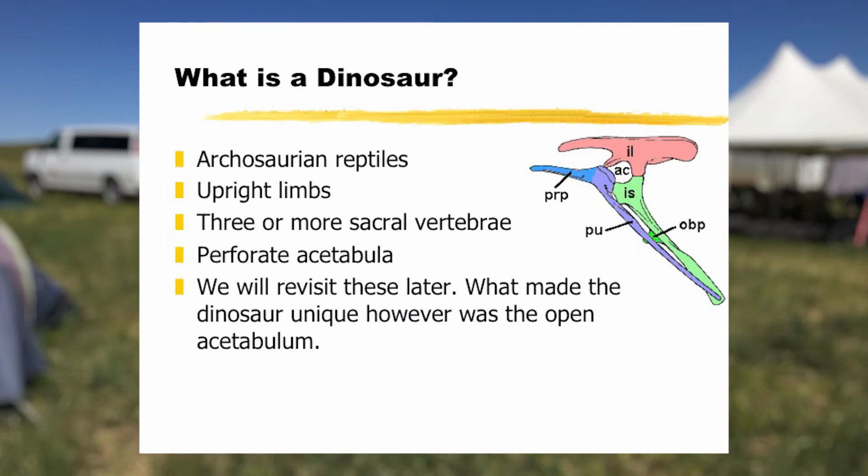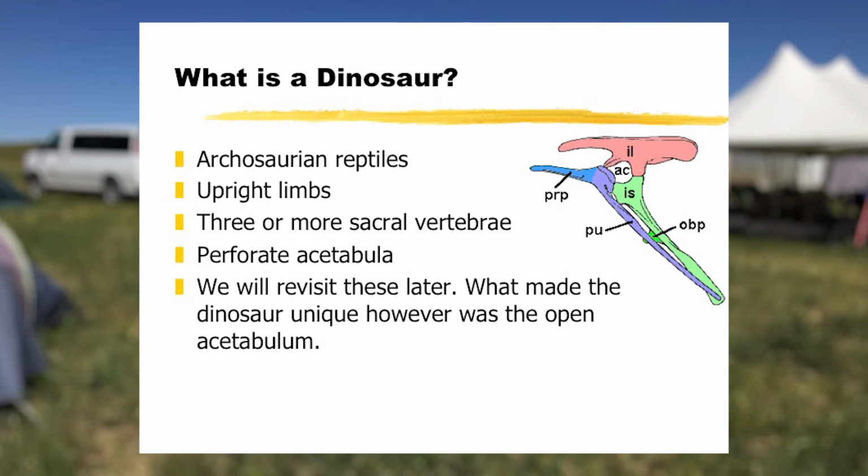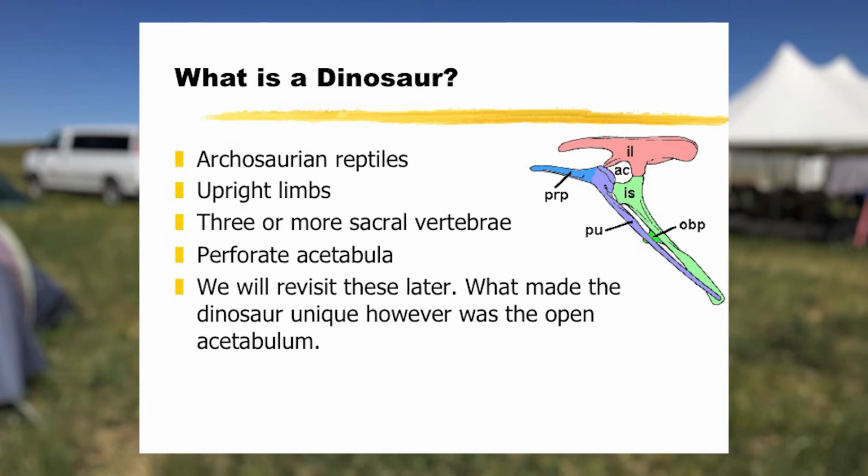A dinosaur is an archosaur. An archosaur is a group of reptiles that include crocodiles and dinosaurs and turtles and things like that, with upright limbs. So its limbs were underneath its body, not out to the side like other reptiles. They had three or more sacral vertebrae fused together, and they had a perforate acetabulum, which you can see here. Here's the ilium, the ischium, and the pubis, and that's the acetabulum right there. Perforate acetabula is the only characteristic that's unique to dinosaurs. No other animals have it, and all dinosaurs have it. So if you want to know if something's a dinosaur or a bird, look at the acetabulum. You can tell.